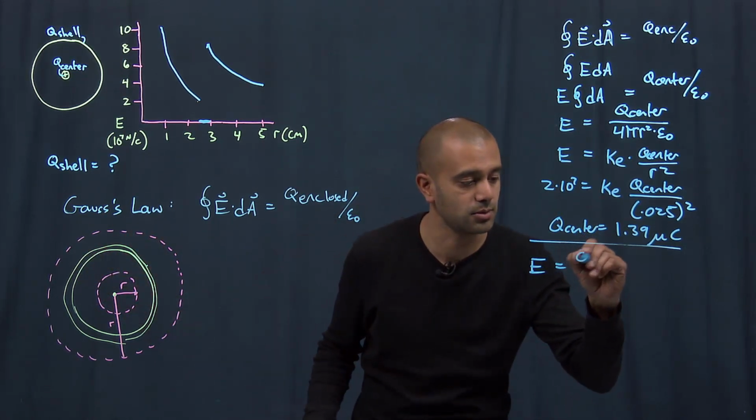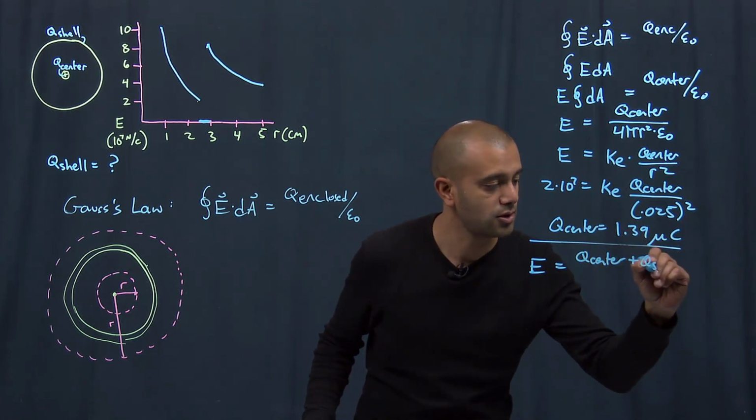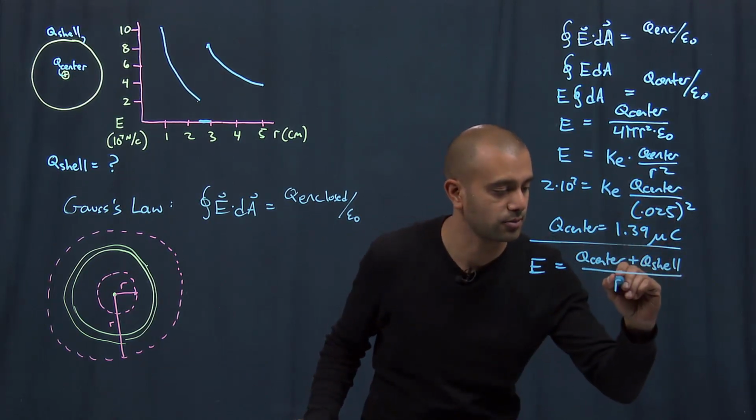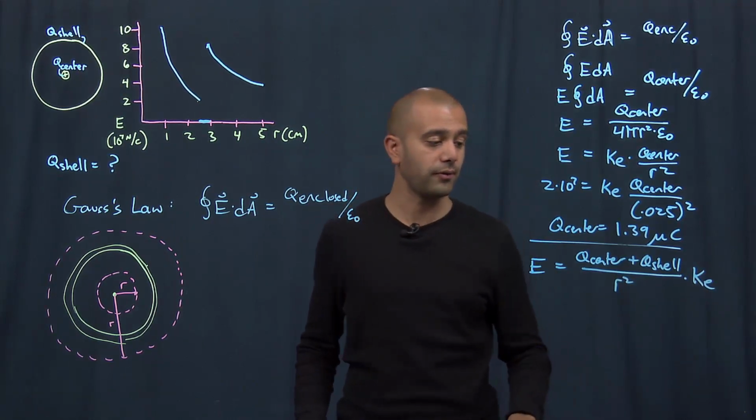So the enclosed charge is going to be the charge of the center, which we do know, we have a value for that, plus the charge on the shell. And of course, you're going to divide by r squared and multiply by the Coulomb constant. All right, so now we can do the same thing we did before. We have everything in this problem.